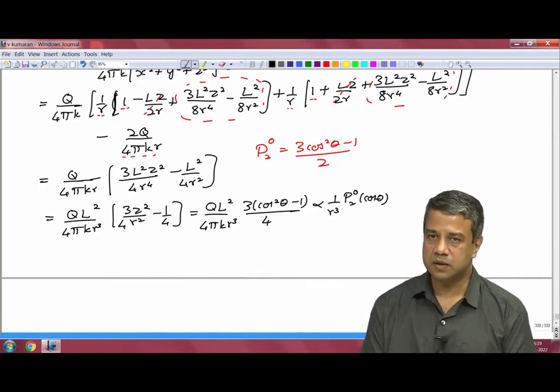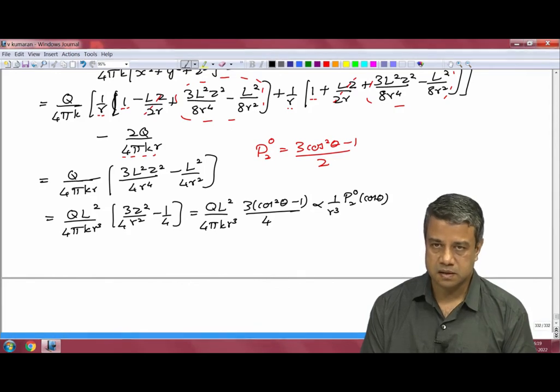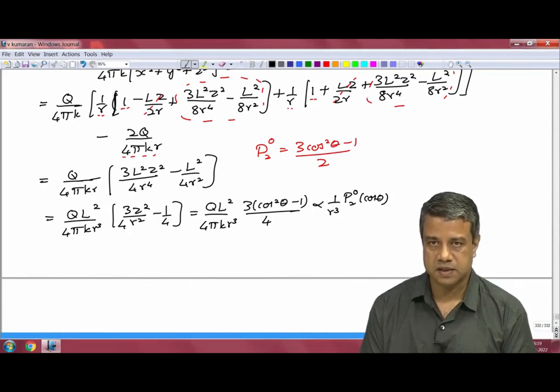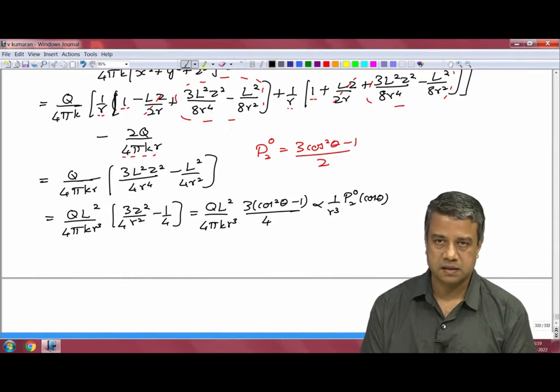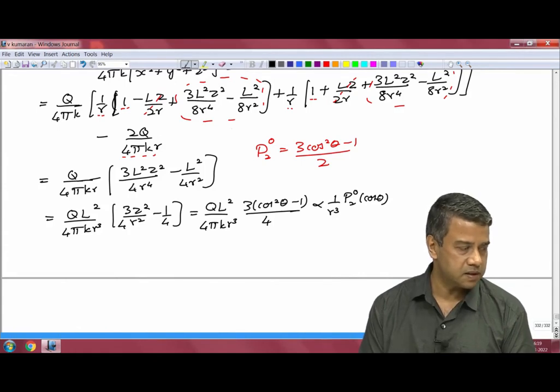So, I have provided you two interpretations of the solution of Laplace equation in spherical coordinates. One is by separation of variables, one is by superpositions of sources and sinks. I will continue this in the next lecture. I will briefly review what we have done and go on to the next topic, that is a distributed source.